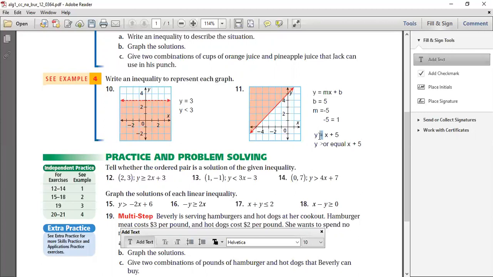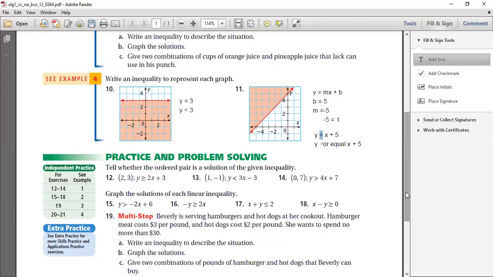Because it is an inequality, we have to replace the equal sign with greater or equal to, or less or equal to. So look at this line. It is a solid line, which means it's going to be greater or equal to. Now how do you know it's greater? Because anything above the line is going to be greater. Anything below the line is going to be lesser. So the shaded part is all the greater. So y is greater or equal to x plus 5.